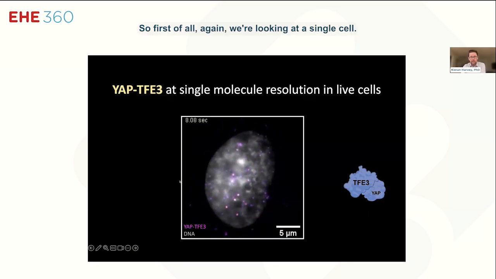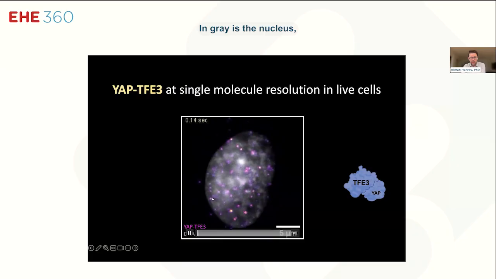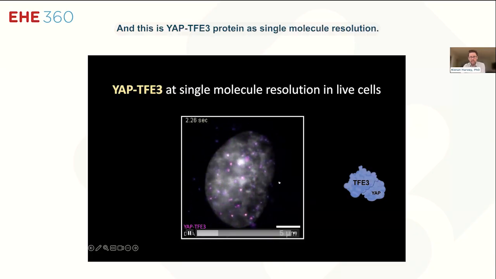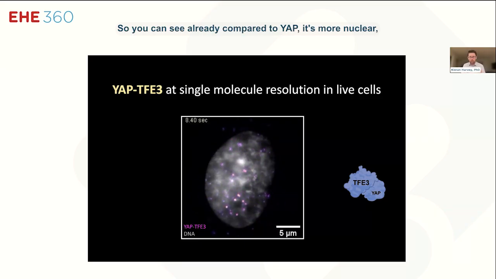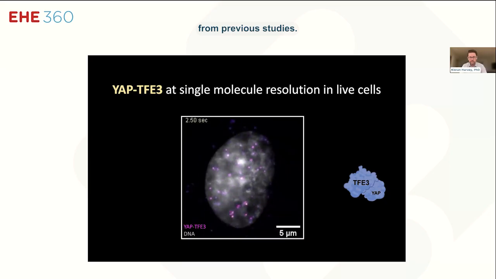So first of all, again, we're looking at a single cell. In gray is the nucleus. And this is YAP-TFE3 protein at single molecule resolution. So you can see already compared to YAP, it's more nuclear, which is something that we already knew from previous studies. But you can see that it's also less mobile. So there seems to be more YAP-TFE3 sitting down on the genome rather than rapidly diffusing around, although there is still some of that behavior.